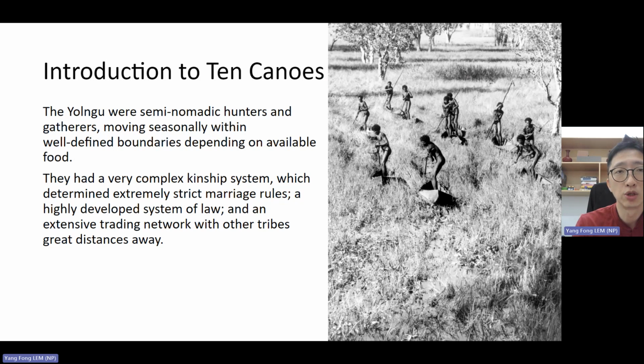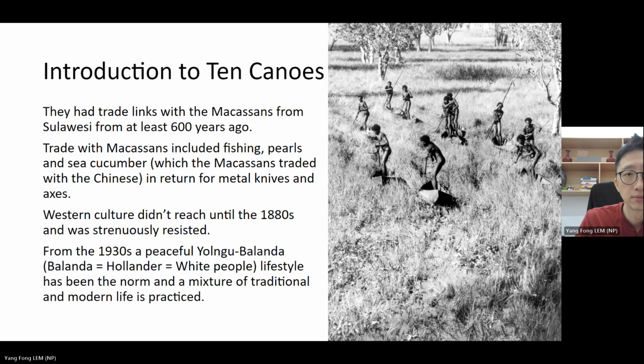So these people were semi-nomadic hunter-gatherers. Every season they move from boundary to boundary, depending on available food. So the concept of boundary is very different for them as well. They have a very complex kinship system, which determines extremely strict marriage rules, a highly developed system of law, and an extensive trading network with other tribes great distances away. Okay, so they have trade links.